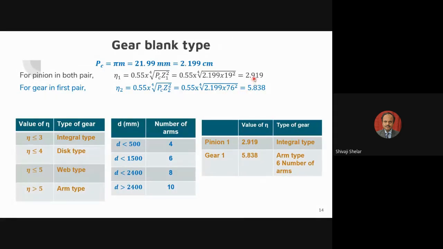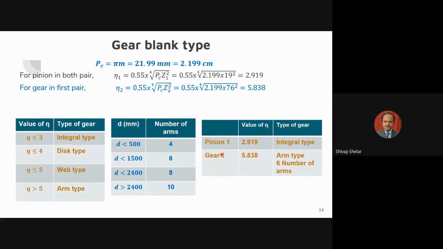Now this value is 2.919. So this eta value is less than 3. Then we have to go for integral type gear. That is the first type of gearing arrangement. Means your material for the shaft is automatically now finalized. Since it is integral type gear, so shaft material should be again 40 CR. You cannot change the shaft material and you cannot have different gear there because it is an integral type gear. So your pinion shaft has same material as the pinion material.